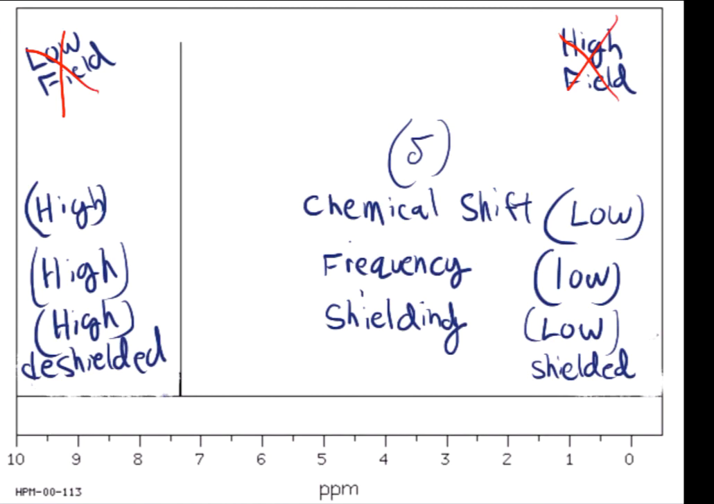And again, these are antiquated terms, but you might see them in journal articles or maybe hear some people talking about NMR, saying, hey, check the low field region. What that means is the high frequency region, the high ppm region, where the deshielded protons are going to reside.